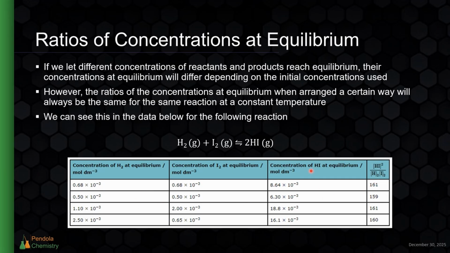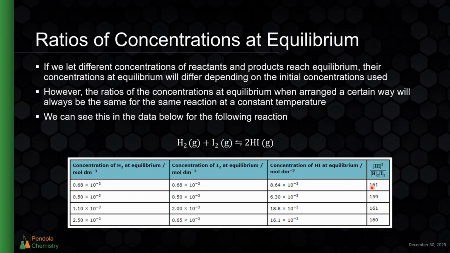So for example, here, if we take the product squared, so the concentration of HI at equilibrium squared, and divide that by the concentrations of hydrogen and iodine, regardless of which equilibrium we're using, we always get roughly the same number. So if we do 8.64 times 10 to the negative 3 squared, divided by 0.68 times 10 to the negative 3 times 0.68 times 10 to the negative 3, we get 161.